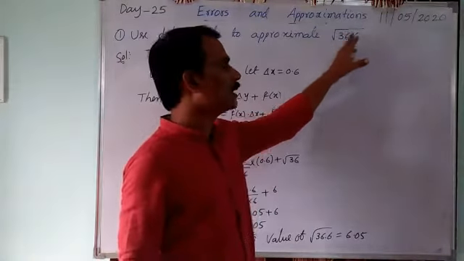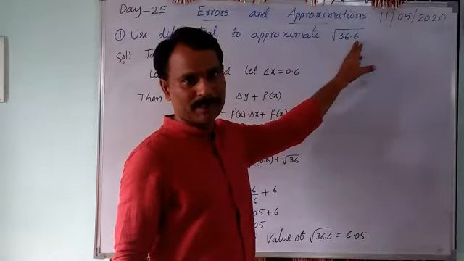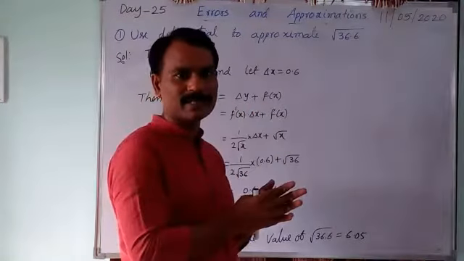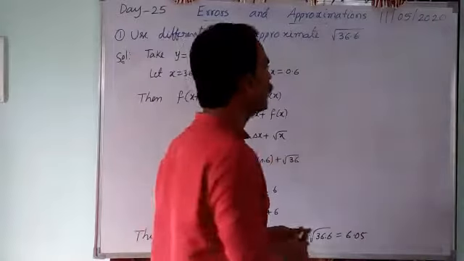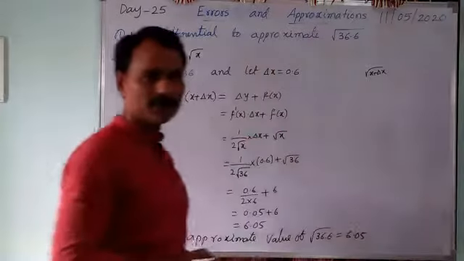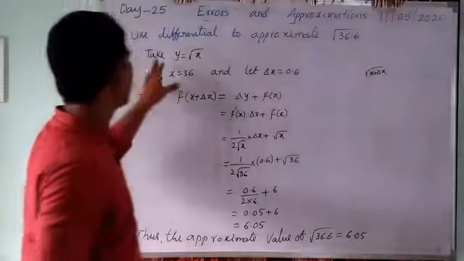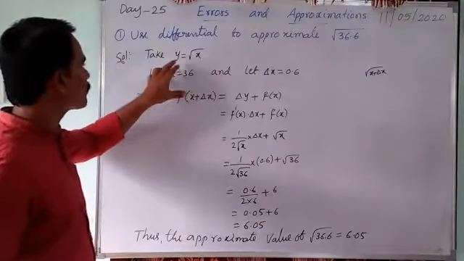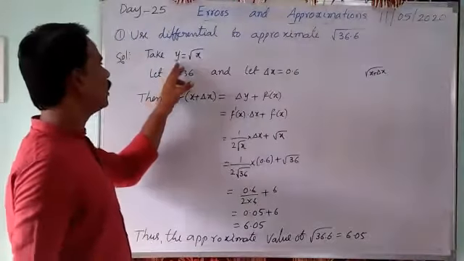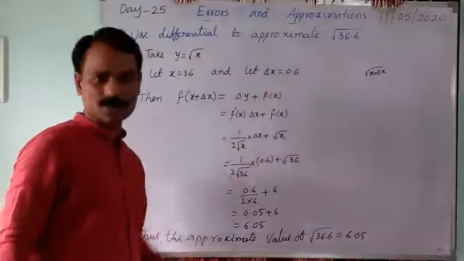Before solving, what type of function is mentioned in this problem? Find the square root of something. In this problem, there is an integer part and a fractional, that is decimal, part. So the integer part is considered as x and the decimal part as Δx. That means the given problem is the square root of x + Δx. So the function is y = root x, the square root of something. In that, the x part is 36 and the Δx part is 0.6.